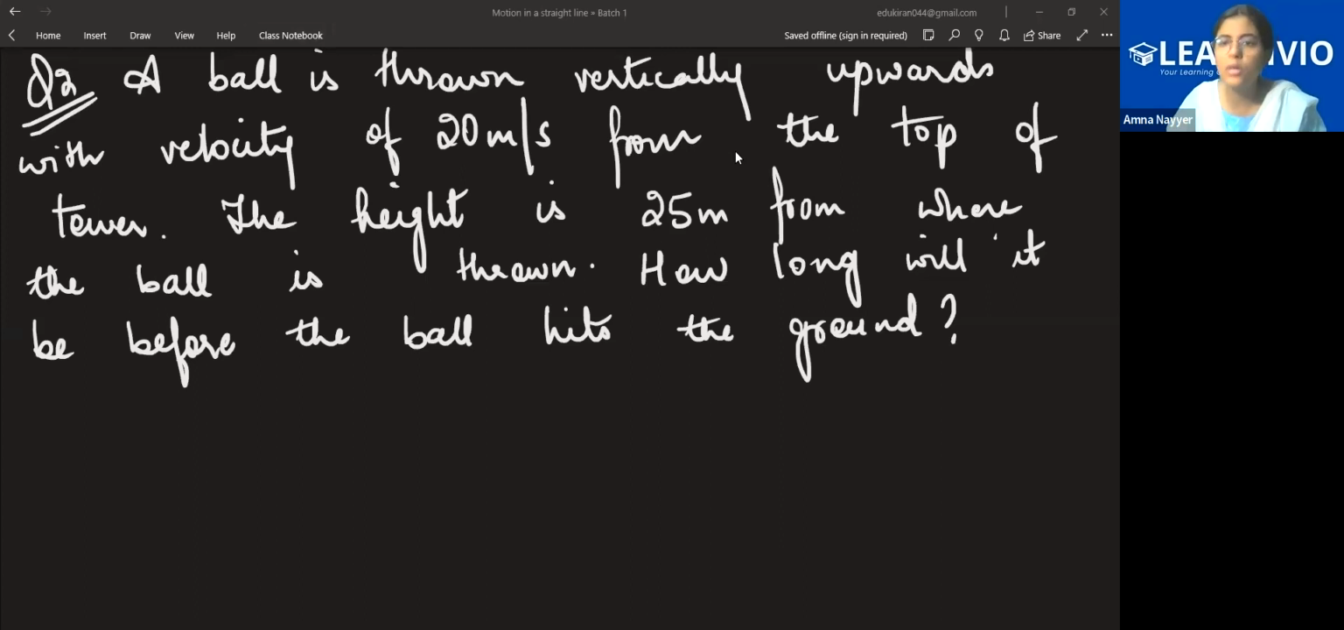A ball is thrown vertically upwards with velocity of 20 meter per second from the top of the tower. The height of the tower is now given as 25 meters, and now we have to calculate the time. So similar question, this is class. It's a very similar question. In the previous question, height was unknown and time was given. In this question, height is given and the time is unknown. So the same methods, we have to apply everything.